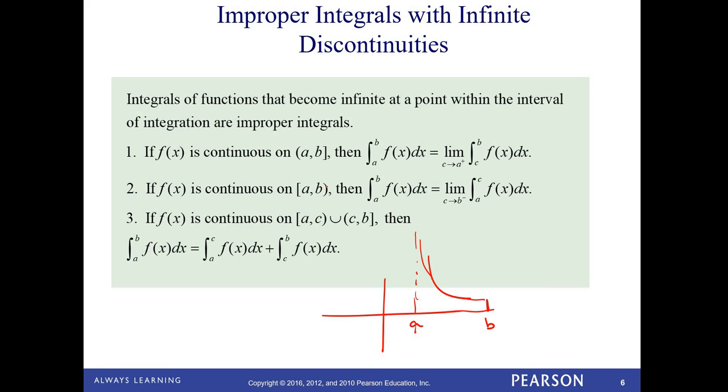Same thing holds true if my asymptote is on the right. I would approach b from the left. And if f of x is continuous on the union of these two, then I would do a to c and c to b, again using limits as we approach c. Let's do one of these.